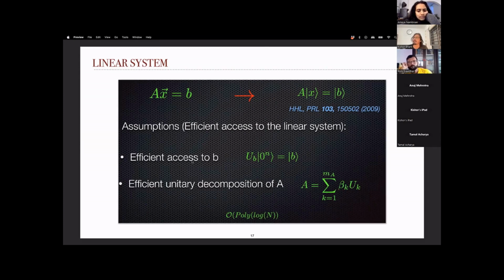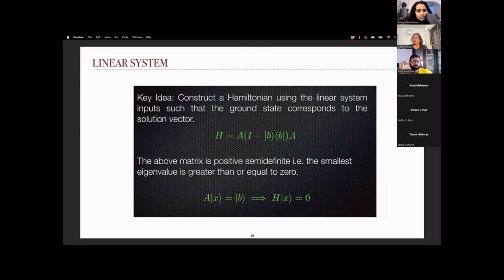So basically you need some way to prepare your b and some way to access the matrix A. And the key idea is that you can construct the problem as a Hamiltonian problem.